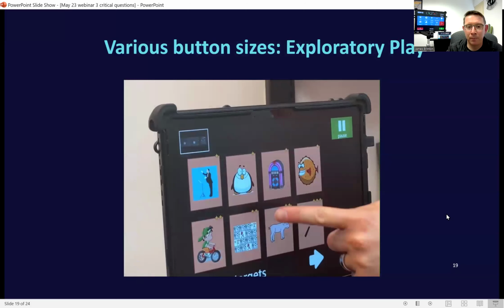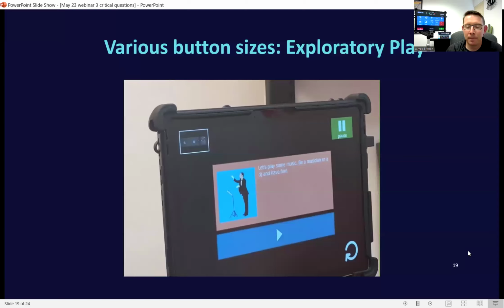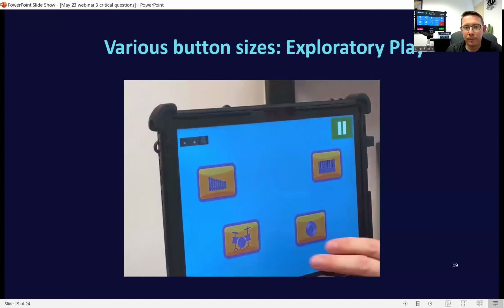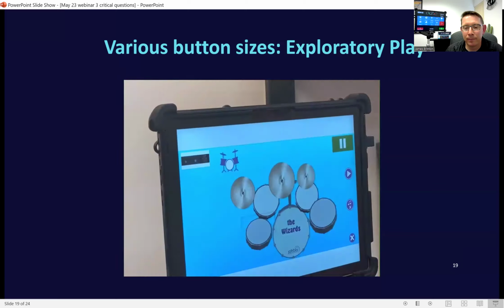Okay, moving on to the next one. Here are some cause and effect games, so just exploring. These are small buttons, large buttons, and medium-sized buttons. And we could see that for the most part, Kim was able to hit small, medium, and large buttons.